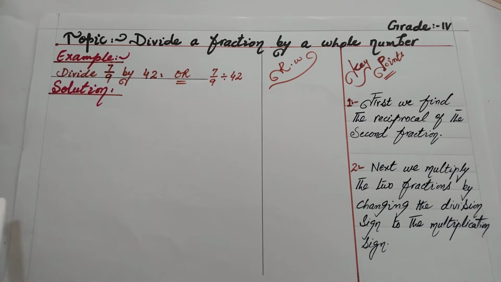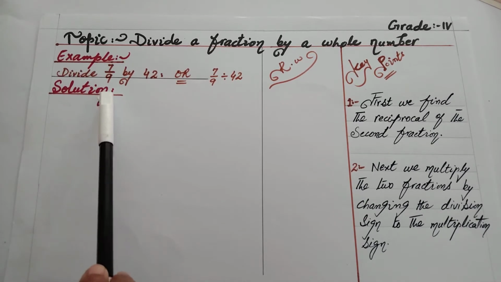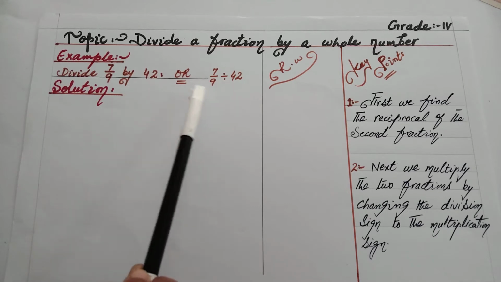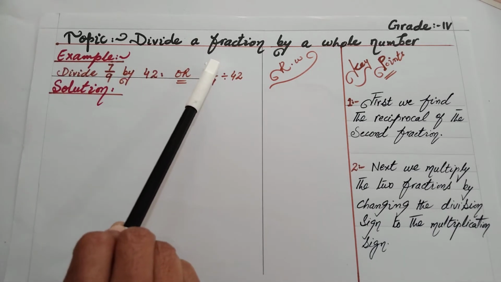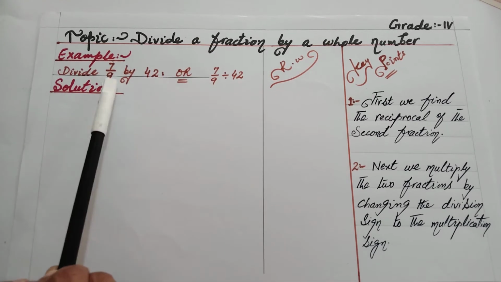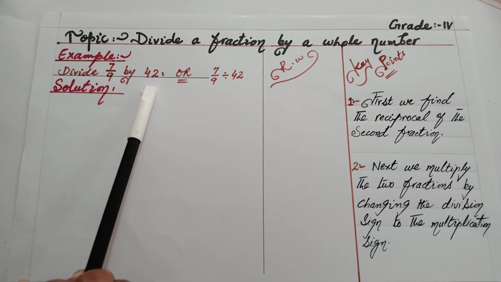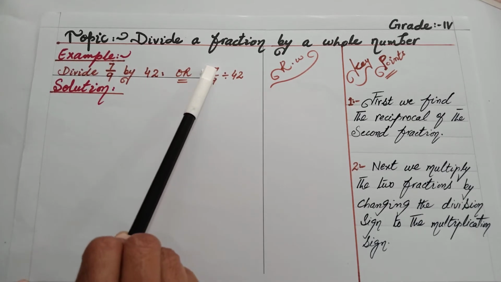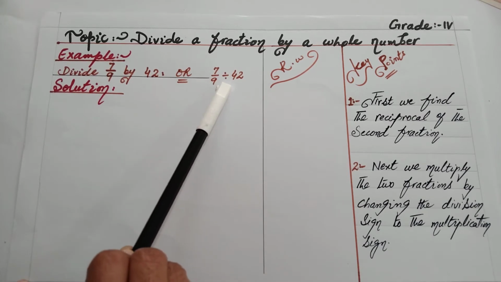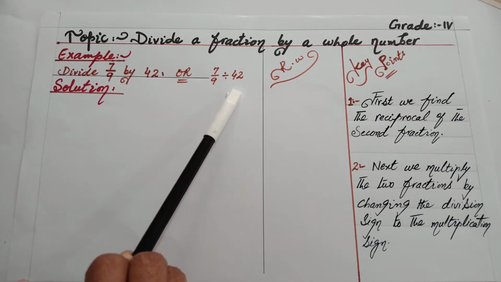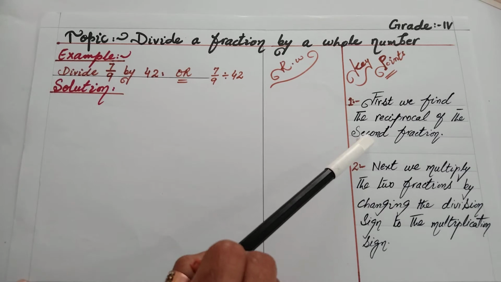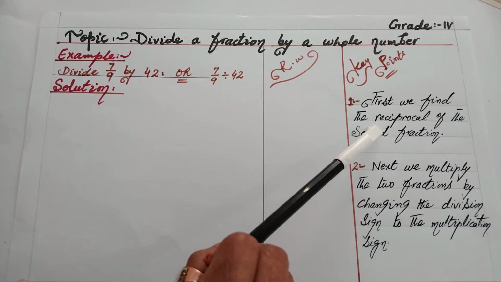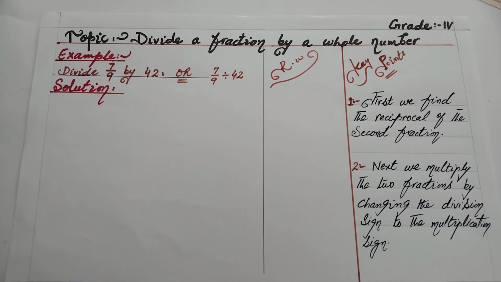Let's start the example. What is the example? Divide 7 by 9 by 42, or you can write this question in this form: 7 by 9 divided by 42. So the topic is divide a fraction by a whole number. So 7 by 9 is a fraction and 42 is a whole number, and we have to divide the 7 by 9 fraction by the whole number 42 by following these two steps. What is the first step? Find the reciprocal of the second fraction. What is reciprocal? As I told you in the previous lecture, reciprocal is just turn it upside down.